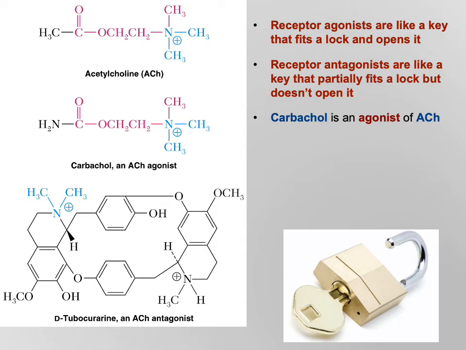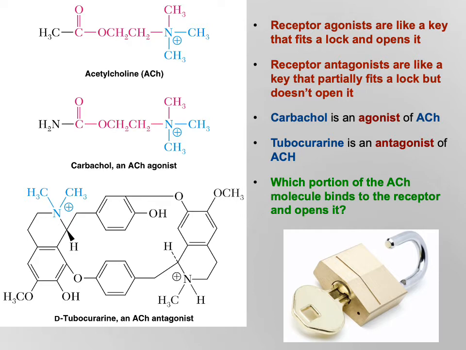So carbachol is an agonist, all right? Tubocurarine is an antagonist. So which portion of the ACh molecule binds to the receptor and opens it? Notice there's the purple part and the blue part. Noting that carbachol is an agonist and tubocurarine is an antagonist, looks like one of those two, the purple part or the blue part, might be what actually opens the channel, whereas the other one doesn't open it. So which part opens it?